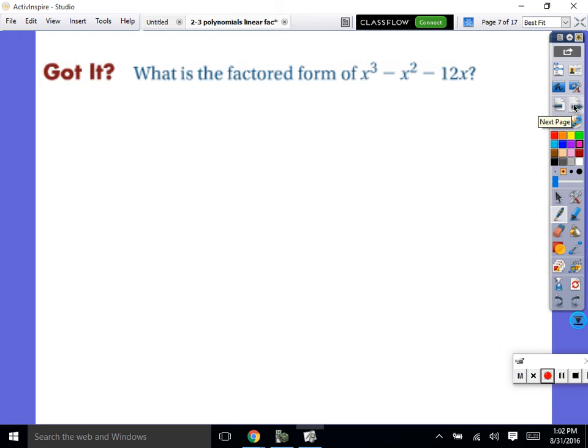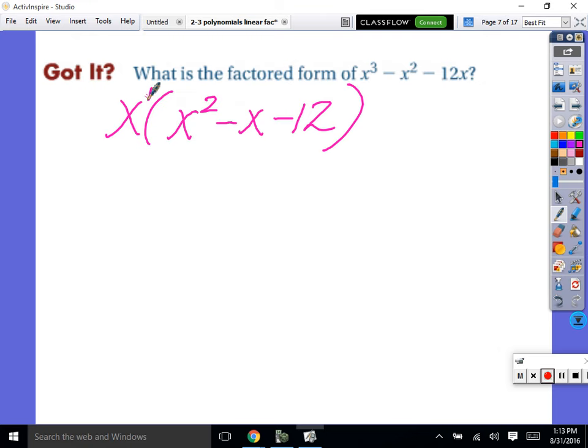What is the factored form? On your whiteboard. That's okay, we're getting close. All right, so we say to ourselves, okay, what's the factored form? What kind of factoring are we dealing with? There's an x in common. I'm going to factor out x. Left is x squared minus x minus 12. We have one linear factor. We want them all to be linear factors, so we'll factor this again.